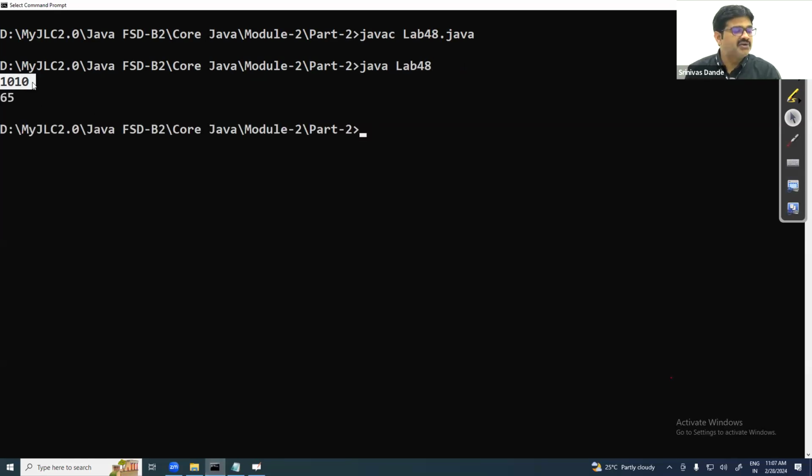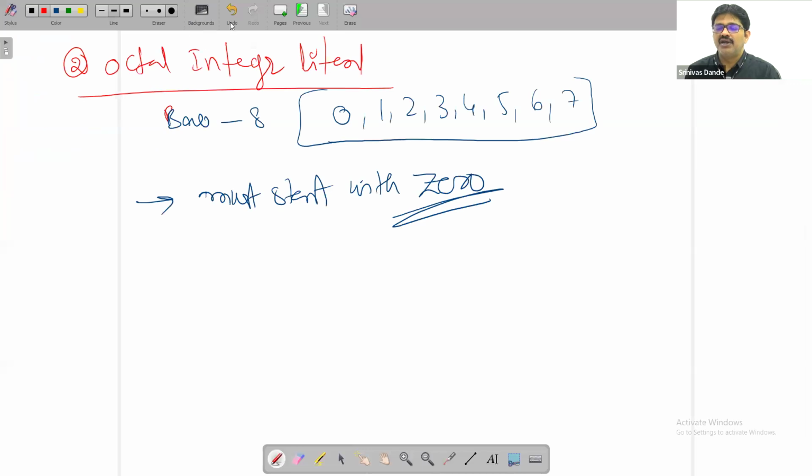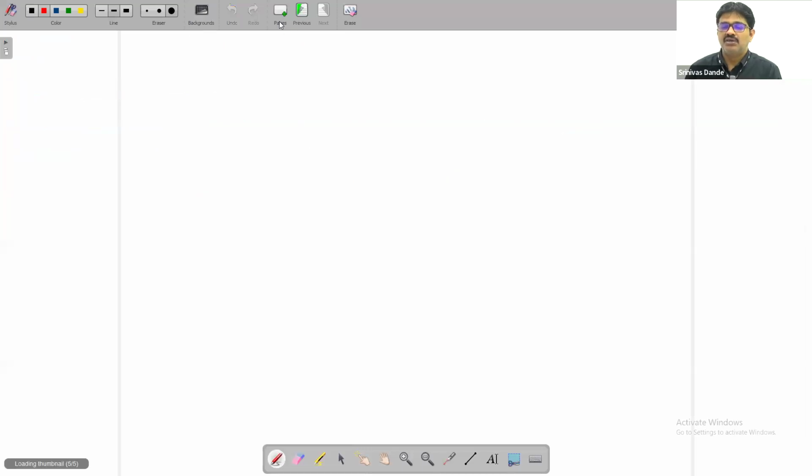Decimal as is, 1010, guys. Octal is converted to decimal and displayed. Clear? Okay. What is the third one, guys? Go to the third one. Hexadecimal now. Number 3.